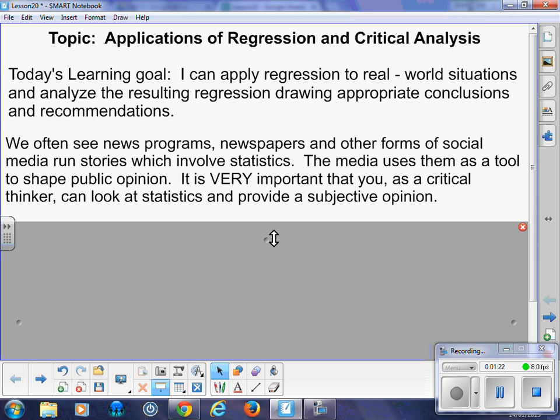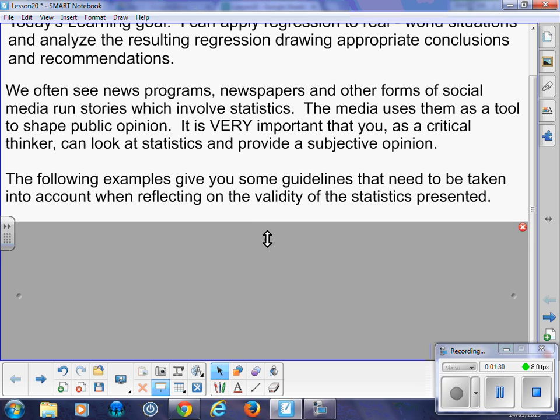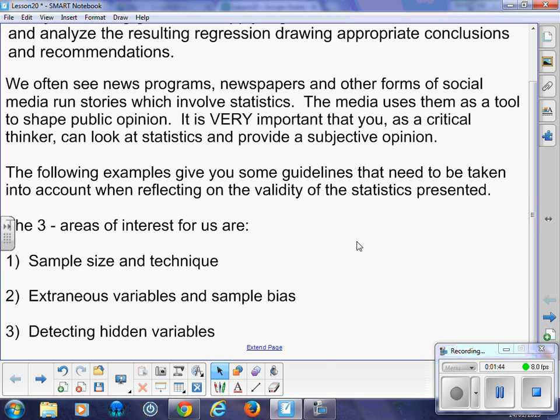So it's important, and the focus here is to make you a critical thinker and to take a step back and say, well, how valid is this set of data or set of statistics? So the following examples are just going to give you a guideline to take into account in the homework, but also when you do the project, and this is going to be key when you're actually going ahead and doing your independent study.